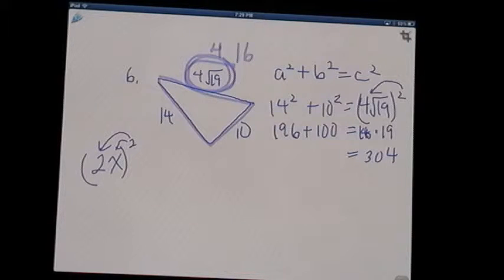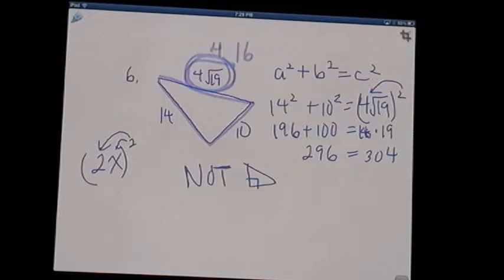Okay, and 196 plus 100 is 296. Close, but not close enough. This is not a right triangle. Okay, looking at the next one.